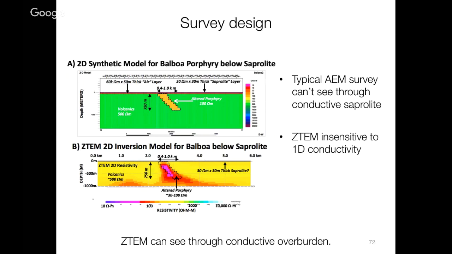I think the thing that helps in this case is the fact that this saprolitic layer is just a layer. Remember I said that the ZTEM is insensitive to a horizontal layer, so it's basically blind to that. And if you've got something down at depth that's going to cause a disruption, then that's going to be the first order signal that you see. So you just need to have low enough frequencies that you can kind of see through this thing. But once you do that, then this is not so harmful.